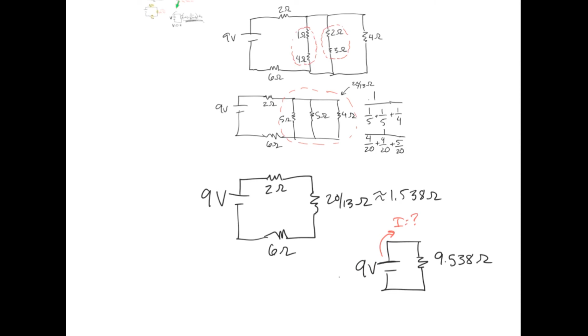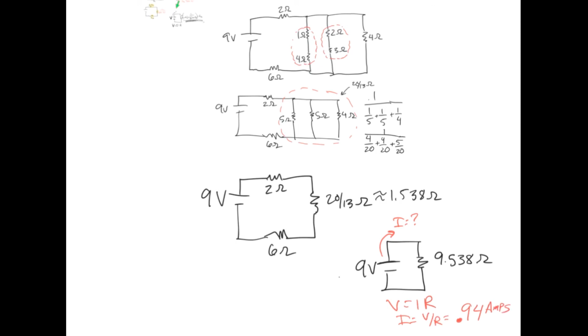So if I know my total voltage and my total resistance, now I can get my total current coming out of the battery, which has to be the same amount of current coming back into the battery. Because remember, at any given point around the circuit, we have to have the same total current. So I'll just do that math. Using Ohm's law, V equals IR, so I equals V divided by R. If I take 9 divided by 9.538, I get, going to the hundredths, 0.94 amps.